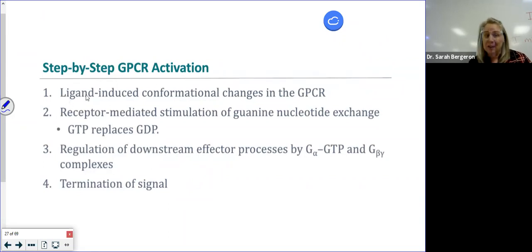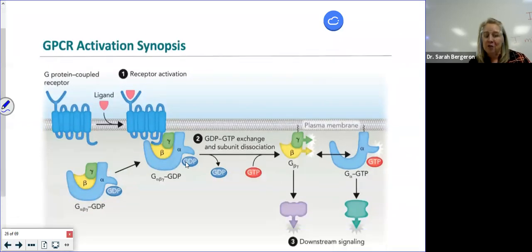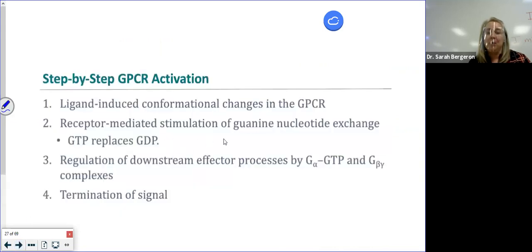You have the ligand bound. The ligand induces conformational changes in our GPCR. When that happens, you have a receptor mediated stimulation of what's called a guanine nucleotide exchange. Why is it guanine? Because it's GTP replacing GDP. So if you look over here, you see how we had GDP attached? When this receptor is activated, GDP is swapped out for GTP. So this is a guanine exchange factor that will facilitate that exchange.